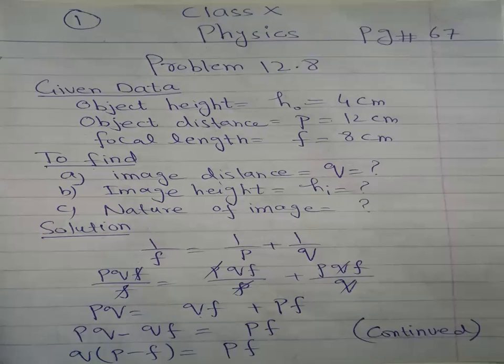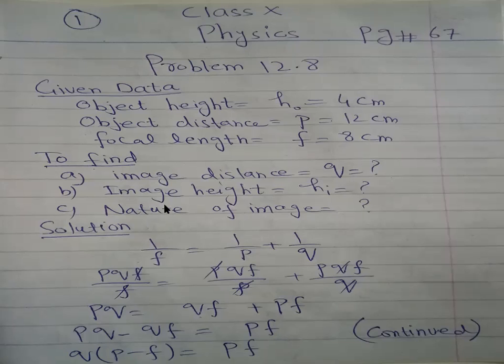I repeat, an object 4 centimeters high is placed at a distance of 12 centimeters from a convex lens of focal length 8 centimeters. The focal length of the convex lens is 8 centimeters. Calculate the position and the size of the image, also the nature of the image.